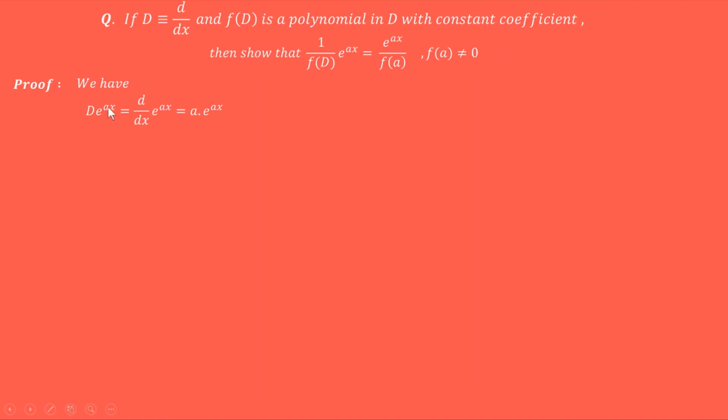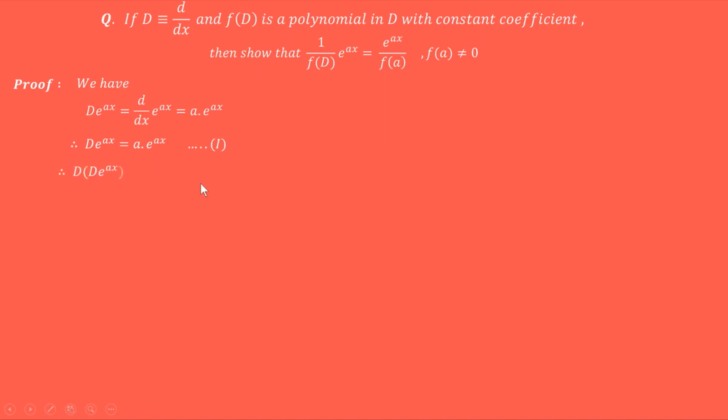D into e raised to ax. D means d by dx, so d by dx of e raised to ax. Take the derivative of e raised to ax with respect to x, which is e raised to ax into the derivative of ax, which is a. So this derivative is a into e raised to ax, and therefore we get D e raised to ax is equal to a e raised to ax. Denote this as equation number 1.